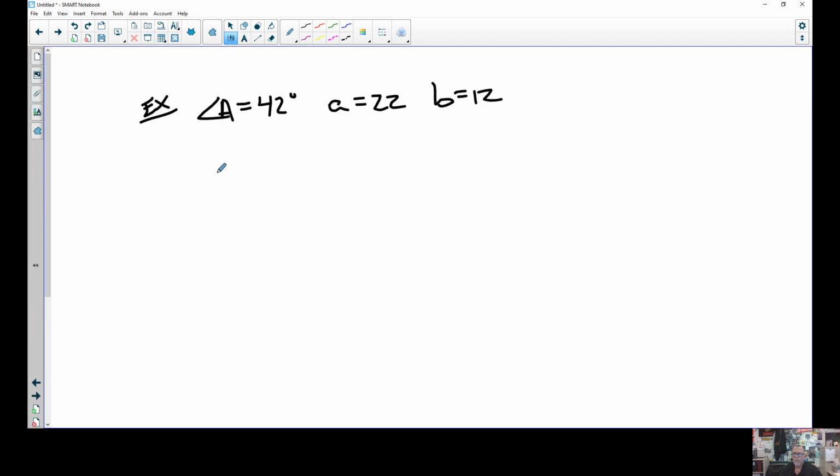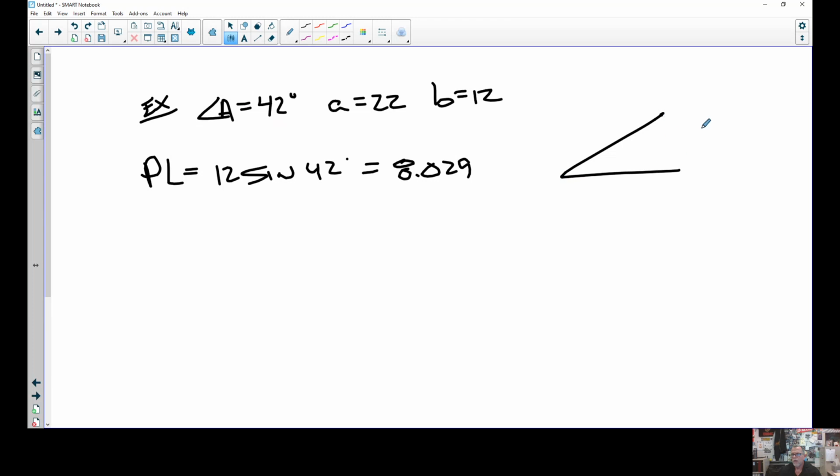First thing we want to do is find that perfect length, right? So in this case, the perfect length is going to be 12 sine 42 degrees. And 12 sine 42 degrees is going to be 8.029. So that is equal to 8.029. So that's our perfect length.